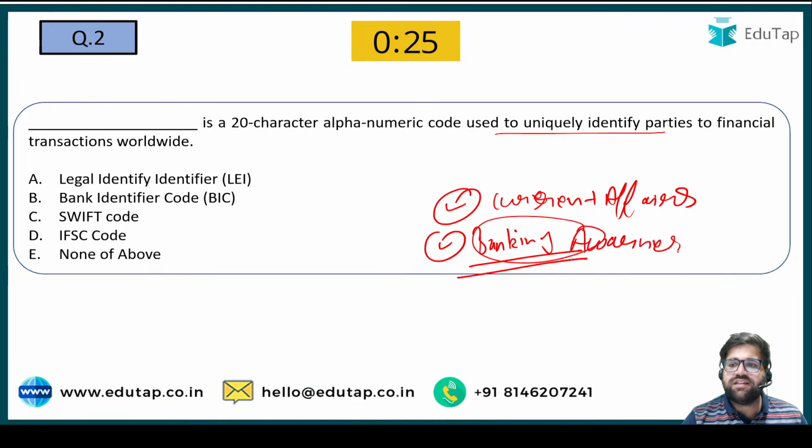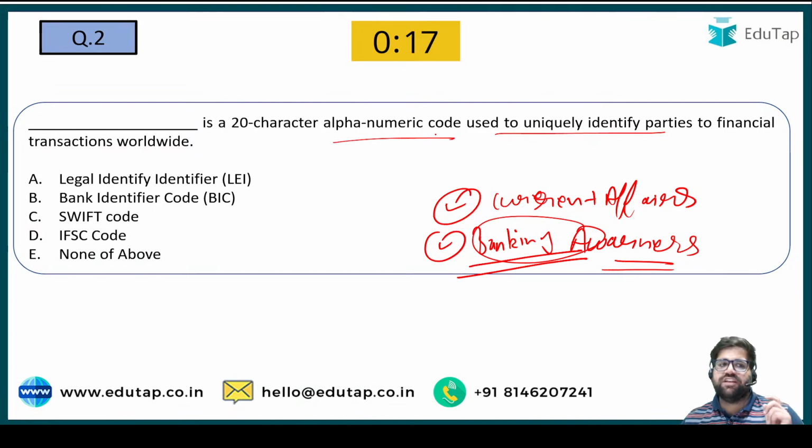So RBI has just taken one leap. The dash is a 20-character alphanumeric code used uniquely to identify the financial transaction worldwide. So yes, the correct answer in this particular question will be Legal Entity Identifier.